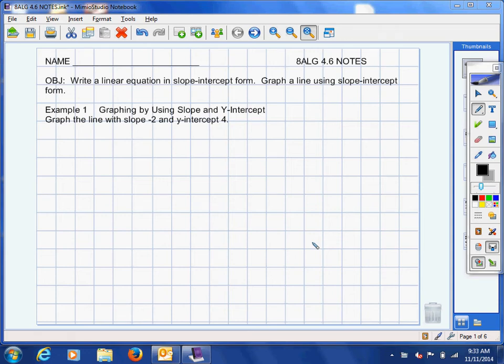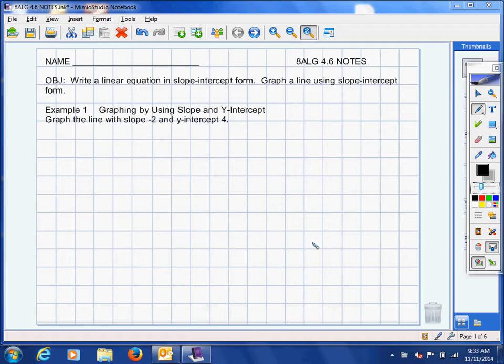We're going to do section 4.6 today. We're going to focus on example one. And our goal today is to learn how to graph using just the slope and the y-intercept when they've been given to us. So let's go ahead and jump right in to example one.